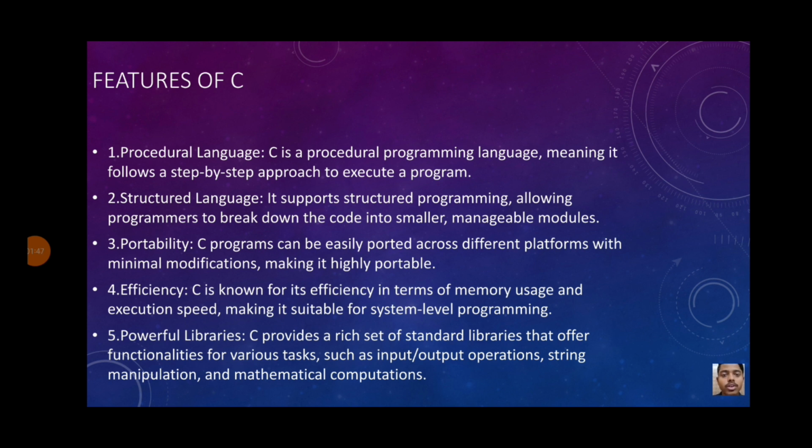Fourth one, efficiency. C is known for its efficiency in terms of memory usage and execution speed, making it suitable for system level programming. Fifth one, powerful libraries. C provides a rich set of standard libraries that offer functionalities for various tasks such as input-output operations, string manipulation, and mathematical computation.